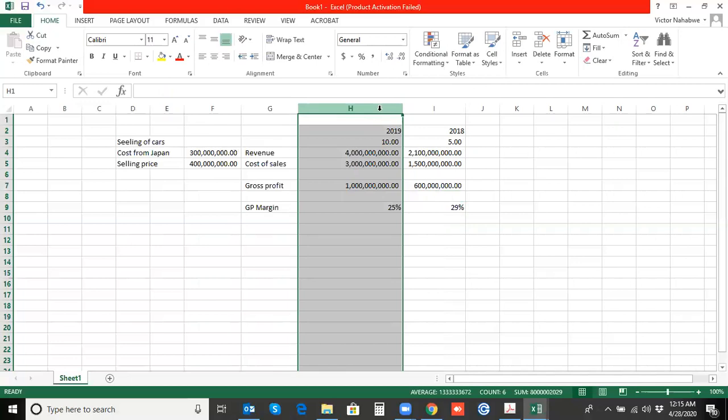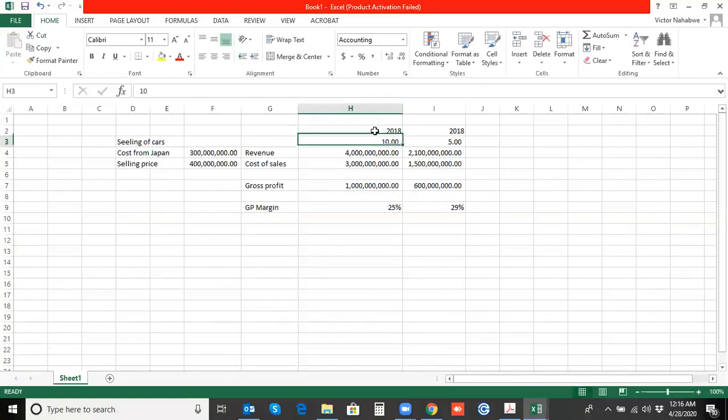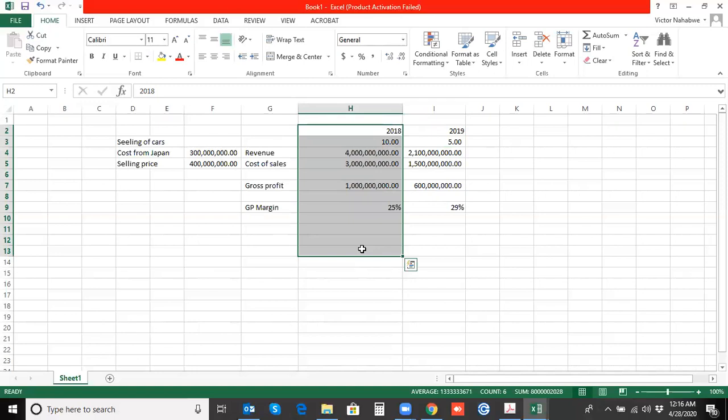Is there any problem? Let me just make this 2018, and I make this 2019. So you're going to be doing this analytics. You're trying to compare the gross profit margin for 2019 and the gross profit margin for 2018. So what is happening? You're auditing revenue, remember. How come the gross profit margin is increasing from 25 to 29?